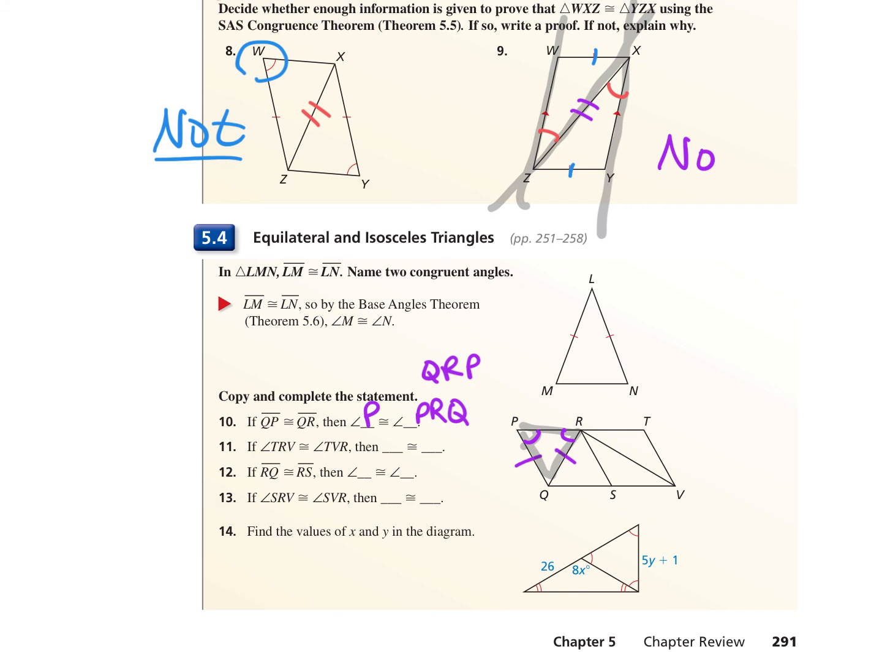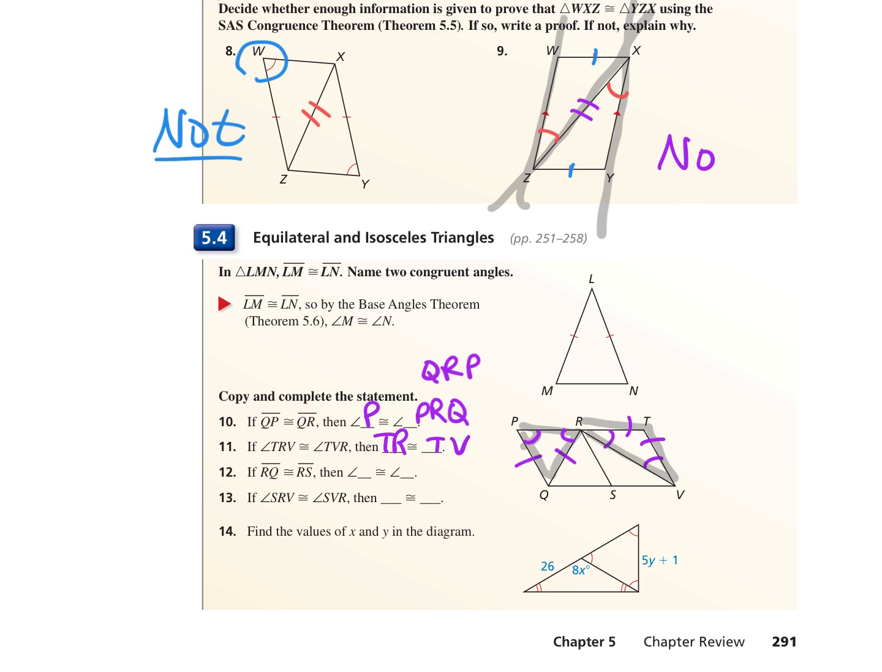Number 11, it says if TRV, this angle here, is congruent to TVR, this one, then what can you conclude? We can conclude that this is a little isosceles triangle here, and the sides across from those congruent base angles would also be congruent. So we could say that TR is congruent to TV.